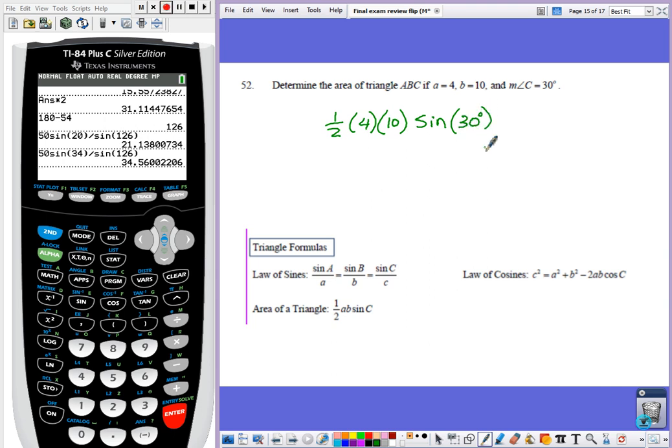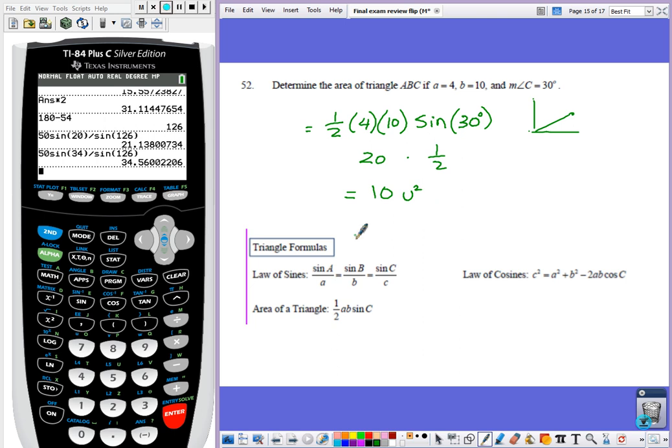And technically, I don't even need my calculator for this. 1/2 of 4 is 2. 2 times 10 is 20. And 20, what's sine of 30 degrees? Sine is 1/2. And 20 times 1/2 is 10. So we wouldn't want to say just 10. We would want to say 10 units squared.